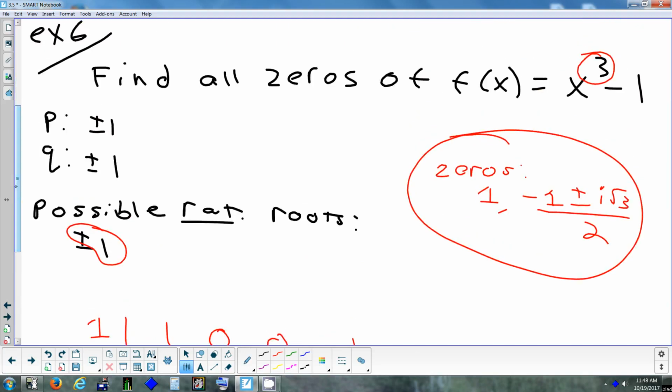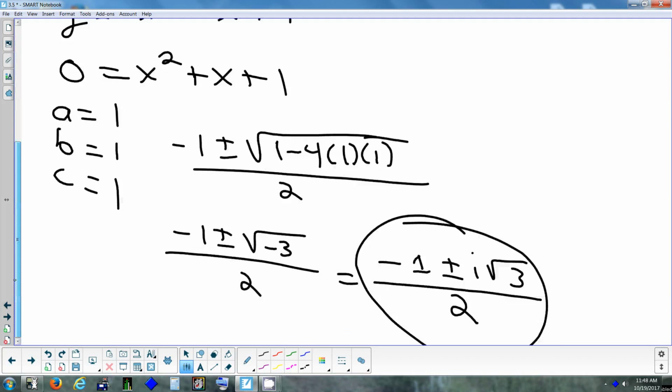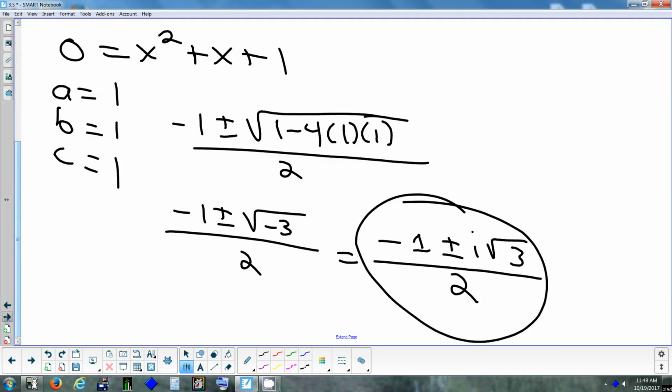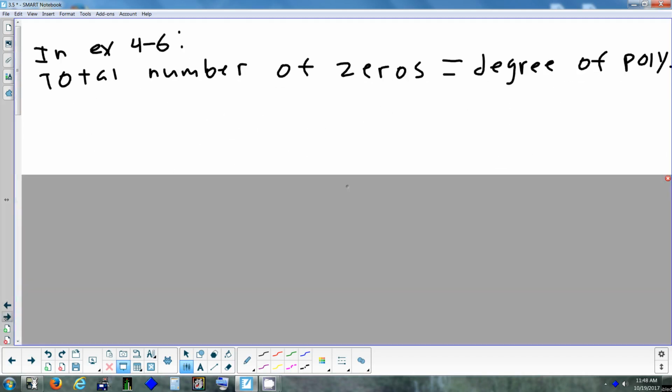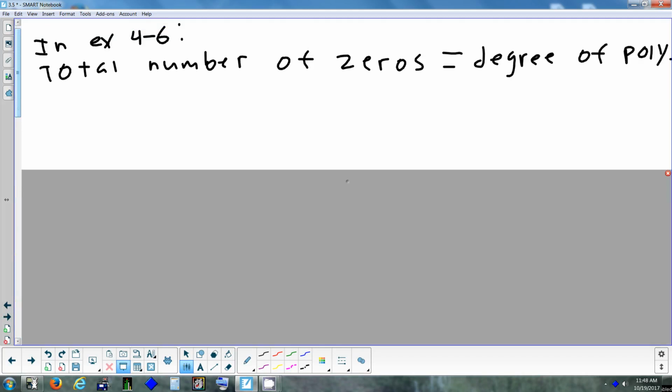You might have noticed, and I already pointed it out, the highest exponent is a 3, 3 answers. The highest exponent on the last problem was a 2, 2 answers. So the pattern is that the total number of roots, the total number of answers you get, equals the degree of the polynomial. If you had a degree 8, you're looking for 8 answers. Most of the ones I give you are either degree 2 or degree 3.